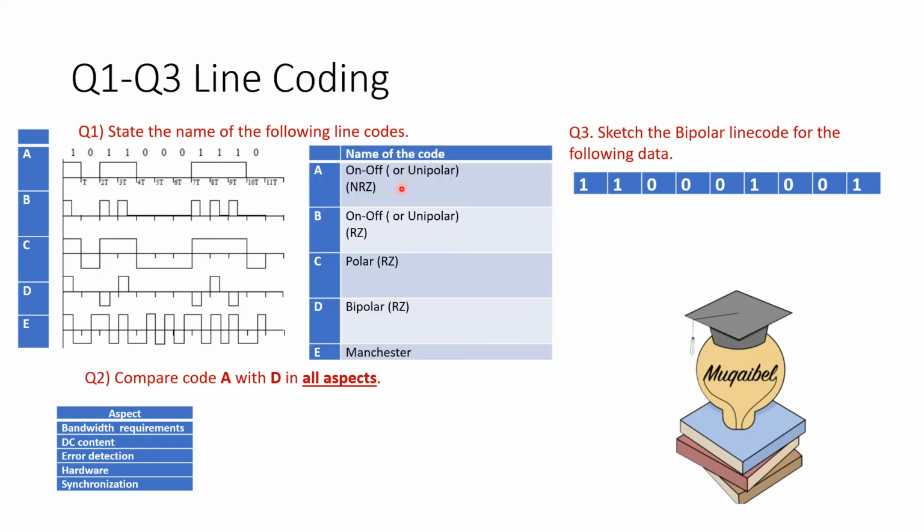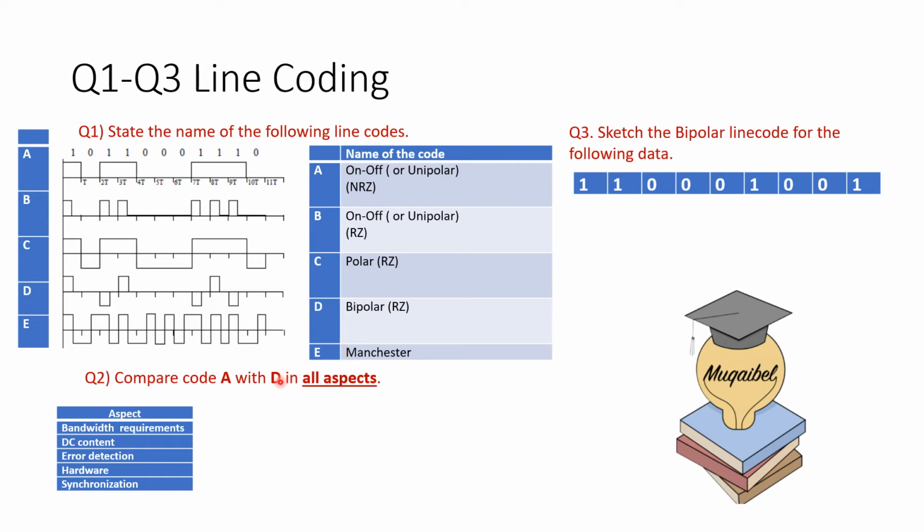For the first question, here are the names of the codes. On-off, non-return to 0. On-off, return to 0. Polar, return to 0. Bipolar, return to 0. And the last one is the Manchester code.